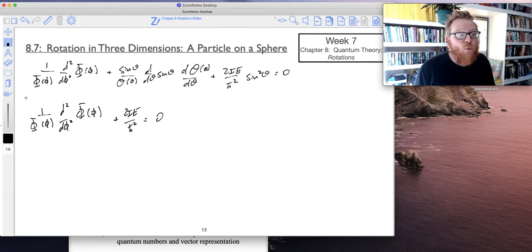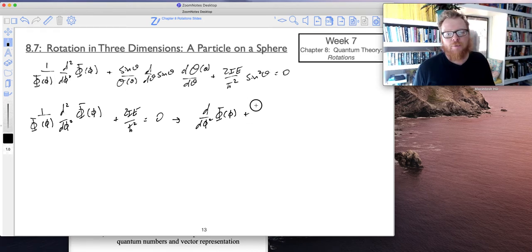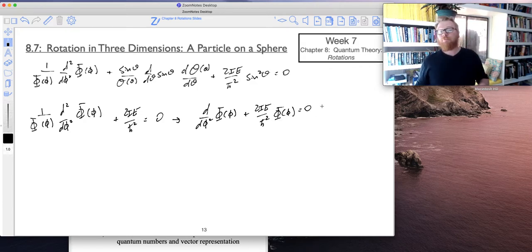And I'll remind you, we've already solved this thing, okay? So look, I've got that phi function right there. I'm going to keep this going with the algebra, and I'm going to rewrite this as the following. So I'm multiplying through this phi over here, right? And so now this becomes second derivative of this function phi plus 2ie over h bar squared times phi equals 0.